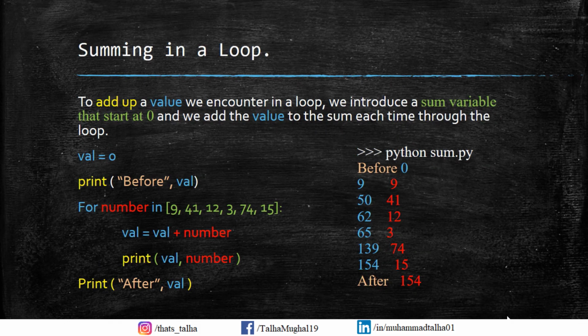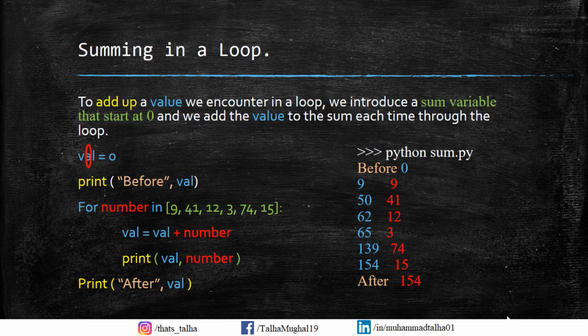We can also perform summing inside the loop. Summing in a loop means summing all the entries that are present inside the set of data. To add up all the values that we have inside the loop, we introduce a sum variable that starts at 0, just like we did with the counter variable in the previous slide. And then we add the value to the sum each time through the loop. In other words, inside every iteration, we will add the next value to the previous value.